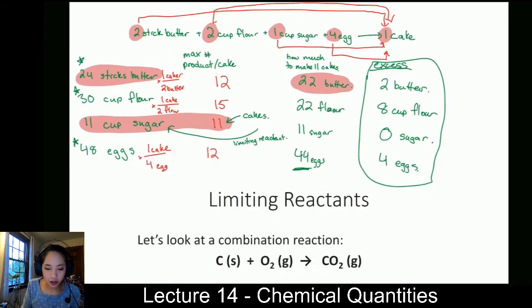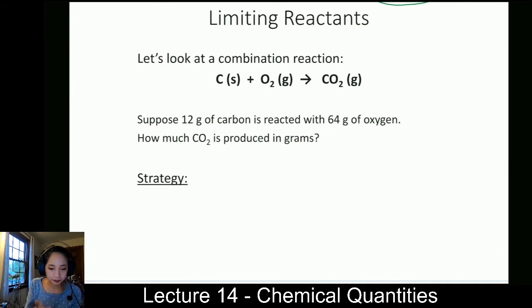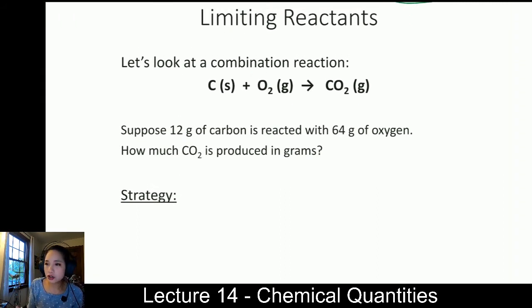Okay, so let's actually do a chemical reaction. So let's look at this combination reaction. Is it balanced? Yes, it is balanced. So it says, suppose you have 12 grams of carbon and you react it with 64 grams of oxygen. How much CO2 is produced in grams? So it's telling us we're starting with 12 grams of carbon and 64 grams of oxygen, and we want to know how much CO2 you produce at the end.